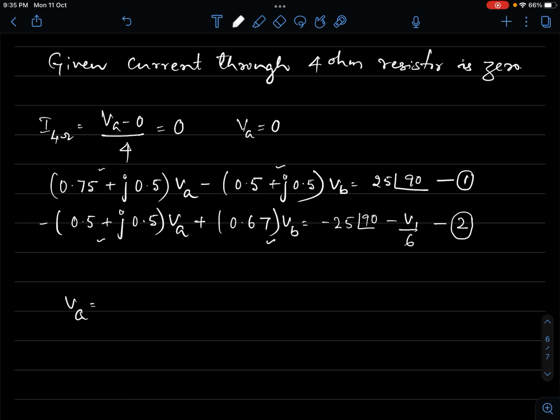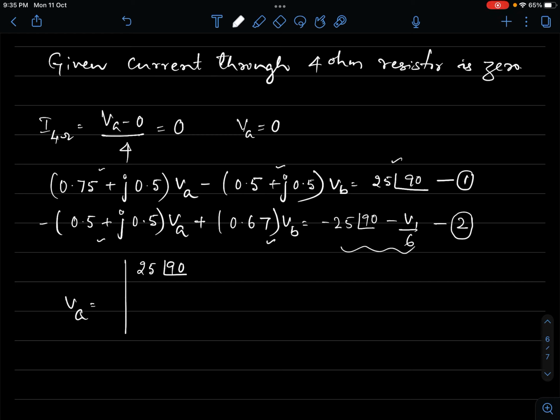Okay, and in the delta, the first column, we replace the first column by these two quantities. That becomes VA. That is what VA is equal to. You need to look into mathematics as to how Cramer's rule is applied. Okay, this is the ratio of determinants. The first determinant is 25 at an angle 90.